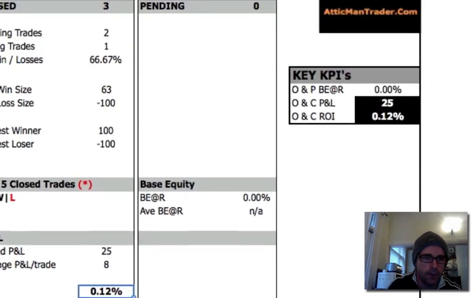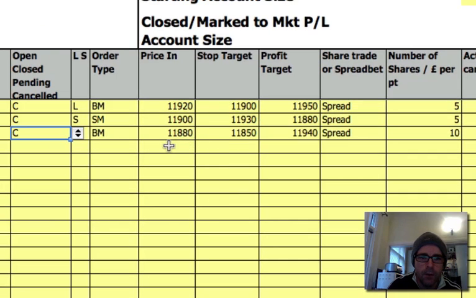Let's take a quick look at that. You can see that my price in was 880 and the stop target was 30 points below the market, but my profit target was 60 points above the market. So although the trade was a loser, the risk reward on that trade would have been more favourable.